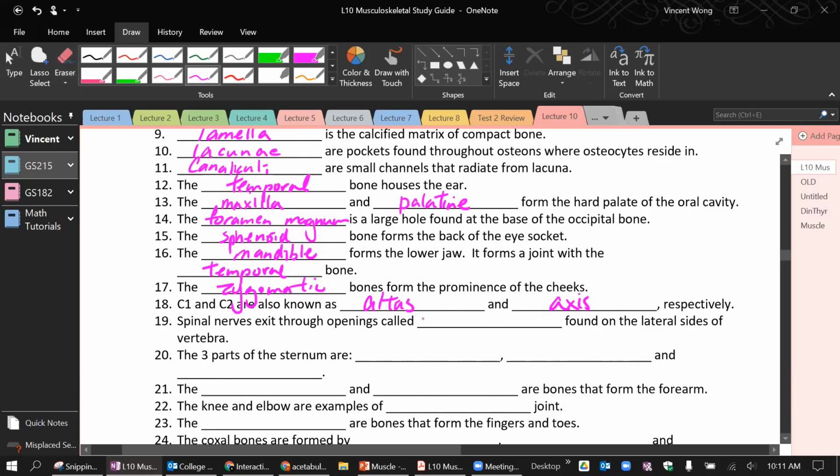Spinal nerves exit through openings called the intervertebral foramen, found on the lateral sides of vertebra. Three parts of the sternum: we have the manubrium, body, and the xiphoid process.